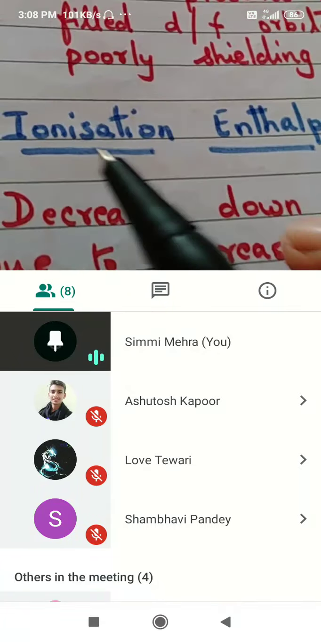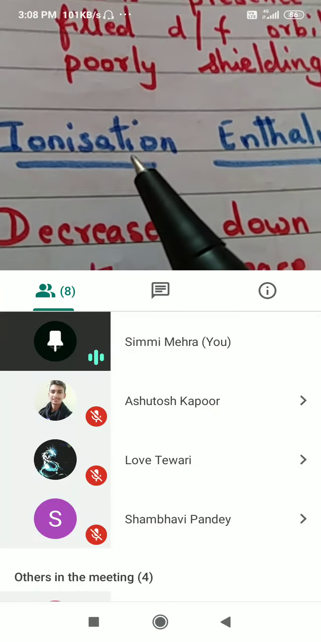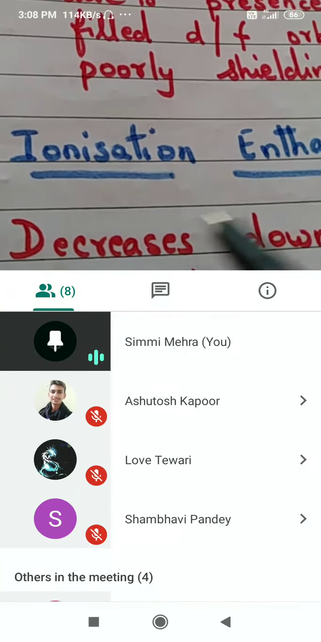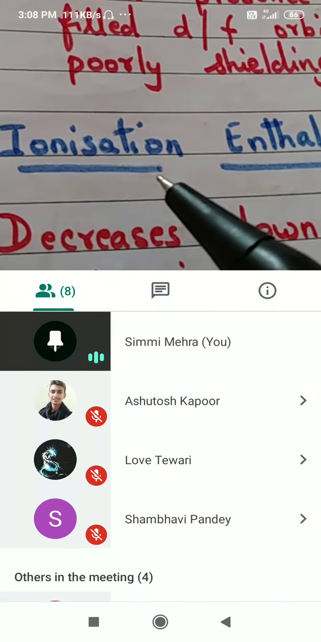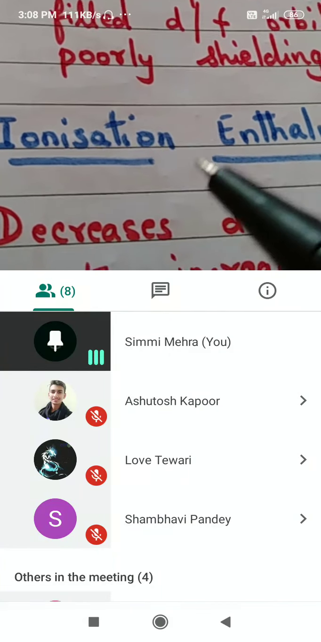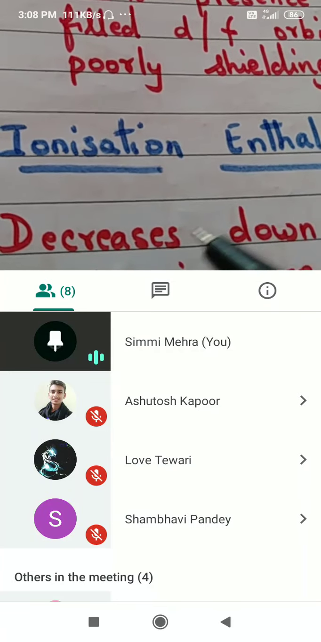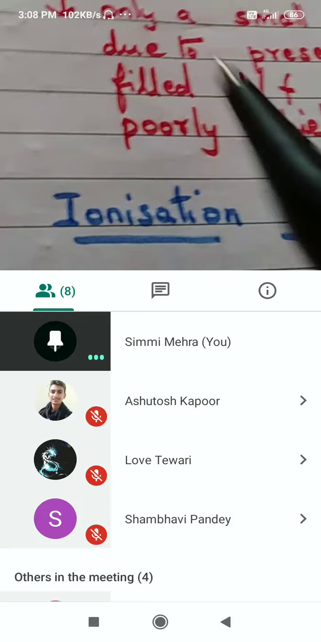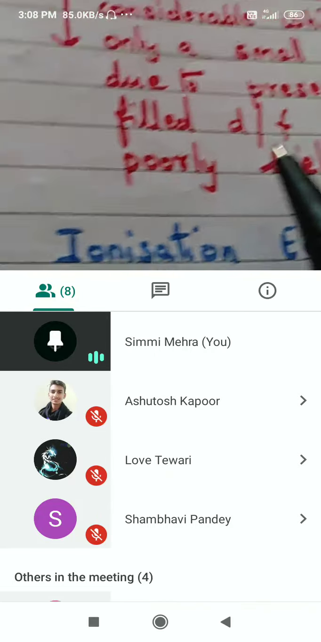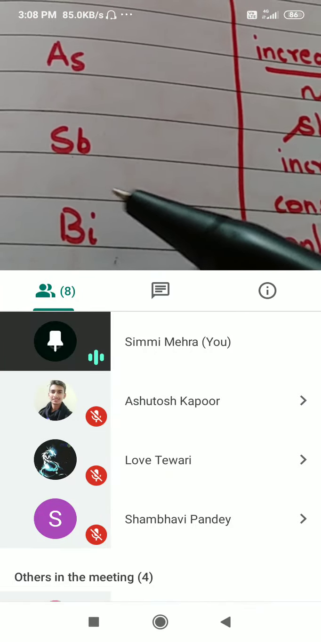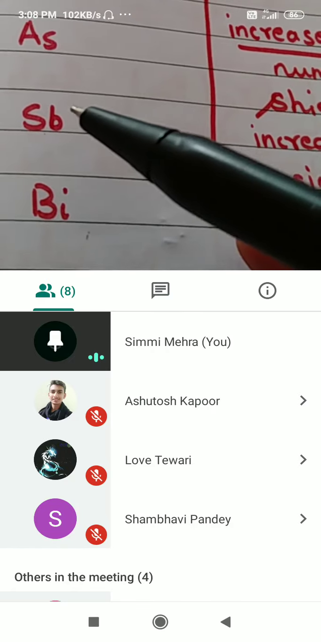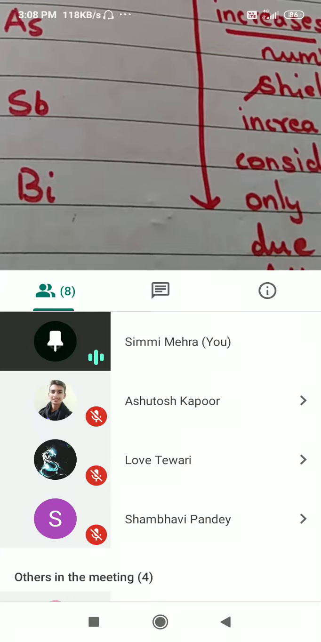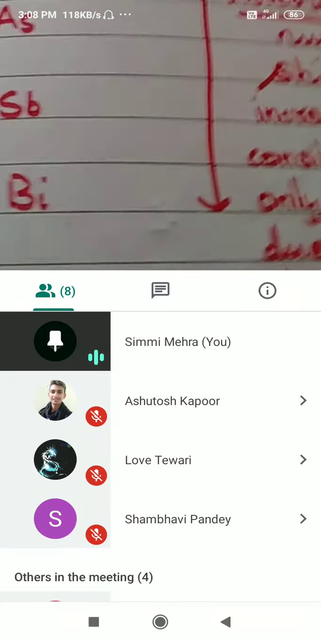Now next is ionization enthalpy. Ionization enthalpy is directly linked to size. If size is increasing, ionization enthalpy will decrease. They are inverse of each other. The amount of energy required to remove the valence electron will definitely decrease because of poor shielding effect of d and f. That means here ionization enthalpy will be least. Why? Because the size is large due to poor shielding effect of d and f electrons.